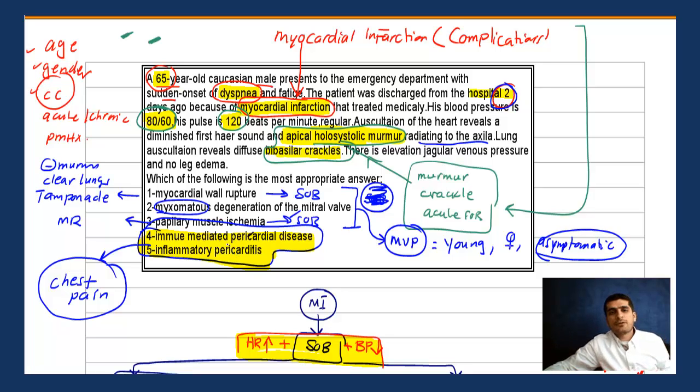You got it, guys? This is how you'll make it. Now, repeat that with me. First option, shortness of breath. Second option, asymptomatic. Third option, shortness of breath. Fourth option, chest pain. Fifth option, chest pain. So there is no way to confuse. You will choose either one or three, because you have only two causes for shortness of breath here. You have myocardial wall rupture shortness of breath, and you have mitral papillary muscle ischemia shortness of breath, right? So that's it. You don't need to be confused. It's really so easy.